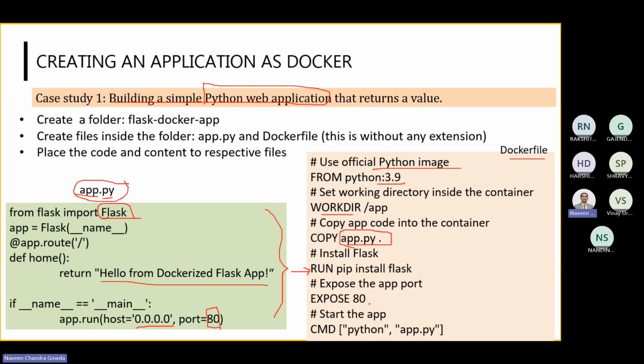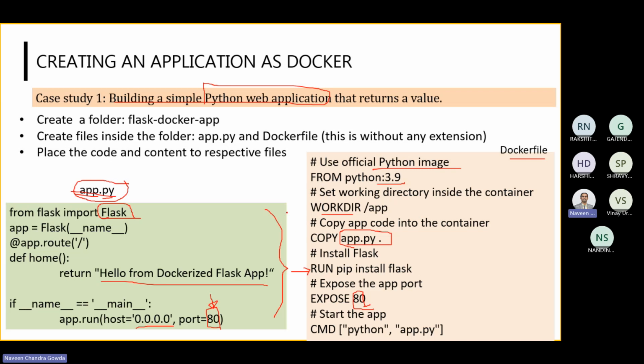Then I need to expose which port. As I'm using port 80 here, the same port I need to expose. If you use 500 here, the same port I need to expose to the respective application. Then what is the command? As it is a Python file, it is python followed by the file name dot py. That is the command to execute. So I need to use these two files: one is app.py and the other one is the Dockerfile. Based on these two, I need to execute.